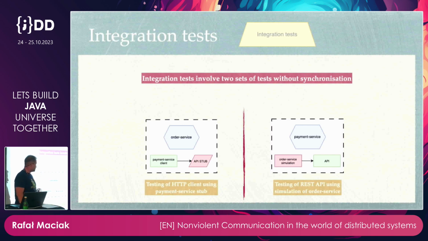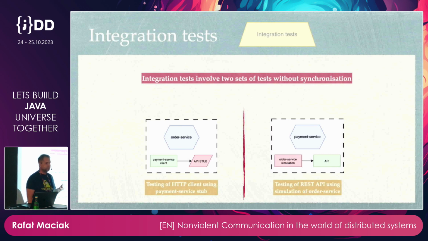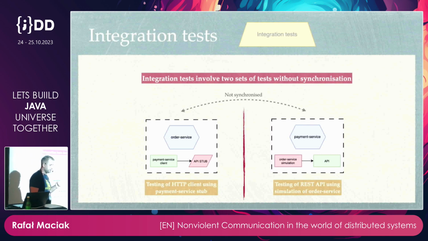However, as you can see, there's a thick line between those 2 entities. Those are usually separate projects, separate repositories, and possibly separate teams are responsible for maintaining them. The teams may even be distributed across the world, one in Europe, another in America, let's say. So there is no synchronization between those 2 entities. If either side of this communication changes the contract, the other side is not automatically informed about it.